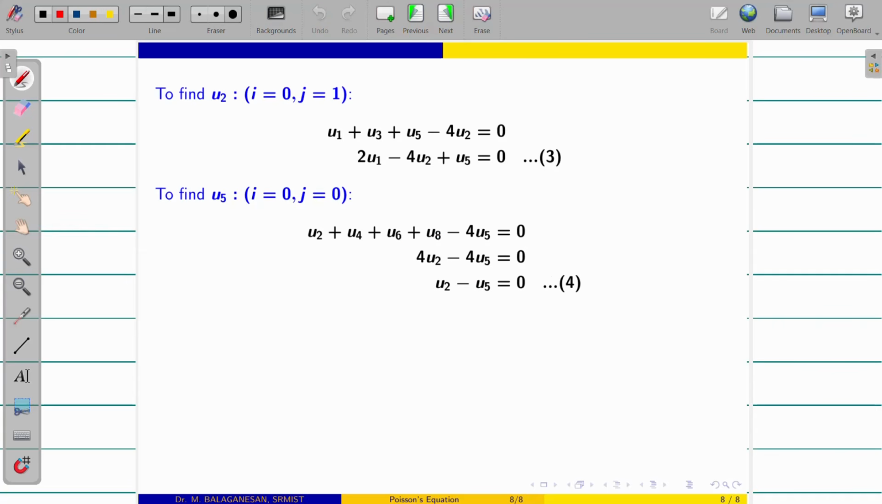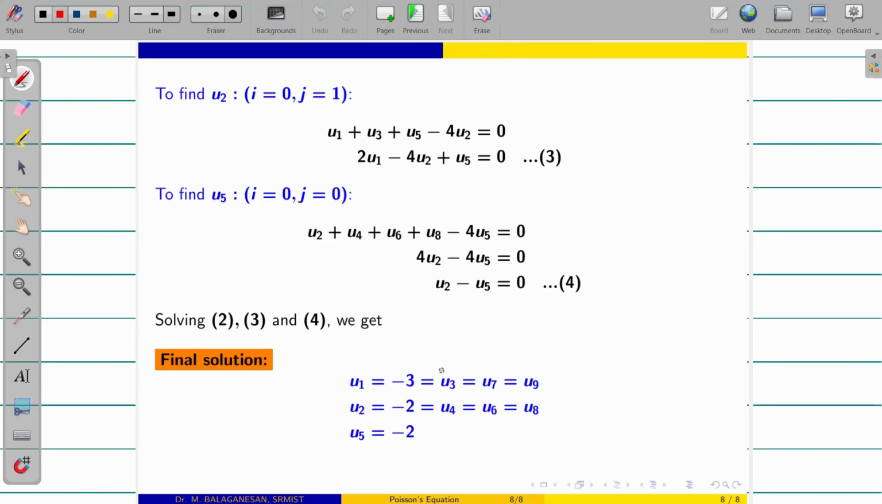Solve these three equations for three unknowns using calculator. We will get u1 equal to u3, u2 equal to minus 2, u5 equivalent to minus u2, u1 equivalent to u3 equivalent to u7, u9. Clear? That's why I have written this. Just we found these three values alone. Other values are equal because of symmetry.